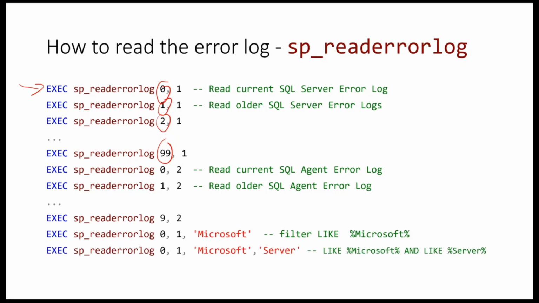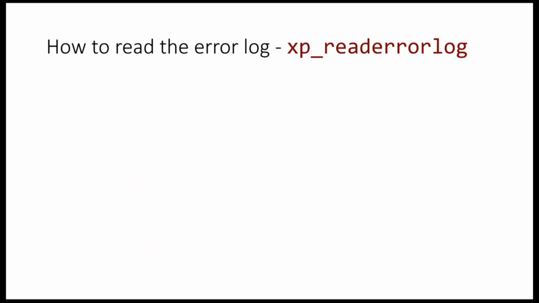And if you specify 2, then it's like the first one and the other one. So it has to have both the words Microsoft and server. The reason I chose these examples is these two words are in every error log, so you should always get back at least one row, or more. So this is one way. This is SP read error log, and then as a second one, XP read error log.